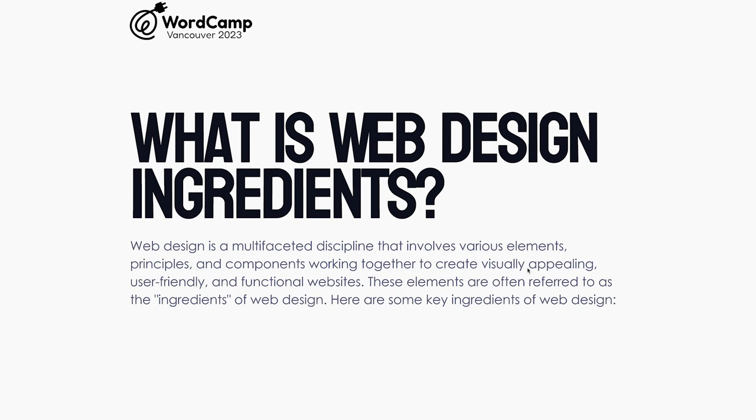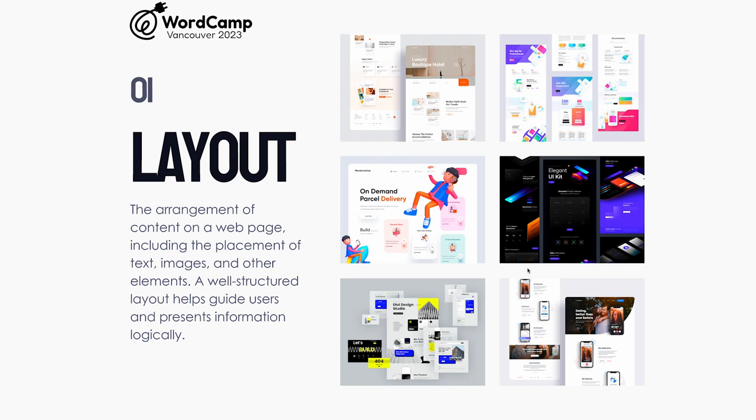Web design is a multifaceted discipline that involves various elements, principles, and components working together to create visually appealing, user-friendly, and functional websites. These elements are often referred to as the ingredients of web design. Here are some key ingredients of web design. Number one, layout, which is very, very important. The arrangement of content on a web page, including the placement of text, images, and other elements.